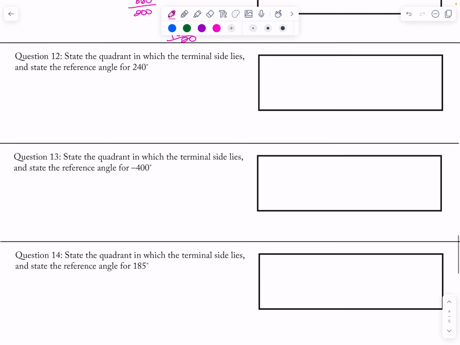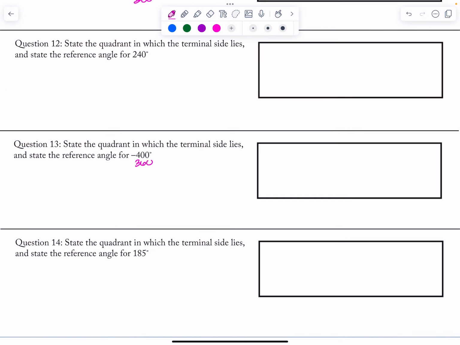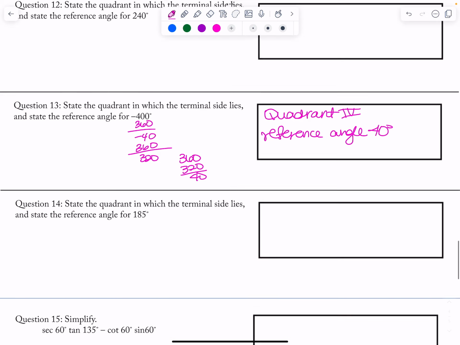Okay. 13, add a 360. So I get a negative 40, add 360 again. So I get a 320. So that's going to put me in quadrant 4. And then my reference angle is 360 minus 320, which is 40 degrees. So my reference angle is 40 degrees.